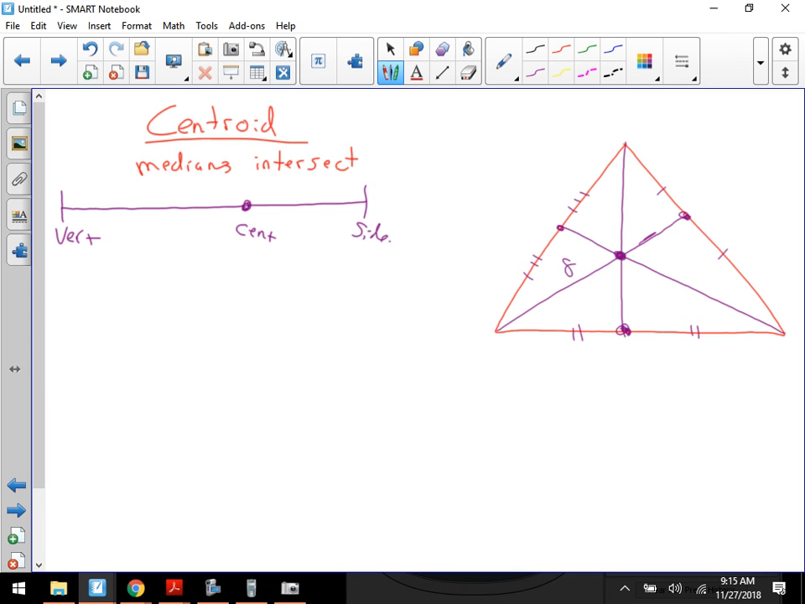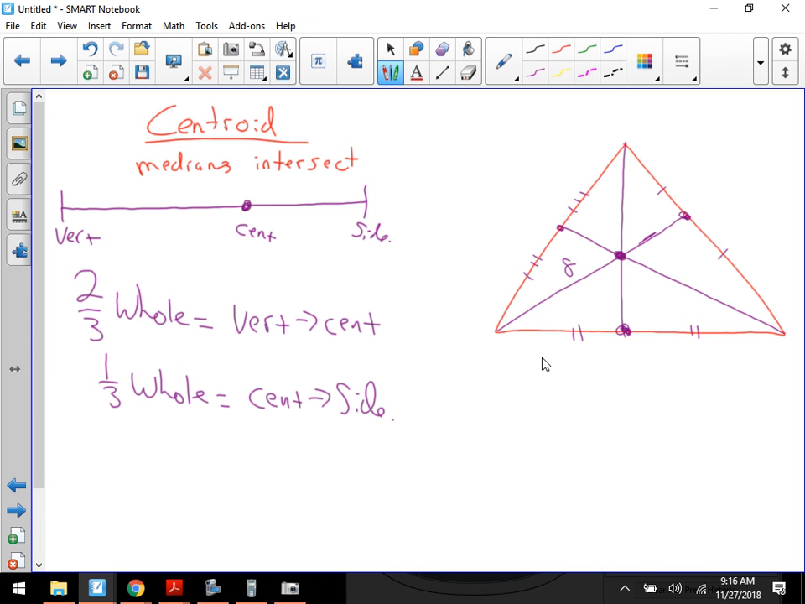We said 2/3 the whole thing equals vertex to centroid. 1/3 the whole thing equals centroid to side. But those weren't the ones we used all the time. The ones we used all the time was the relationship between the two parts.